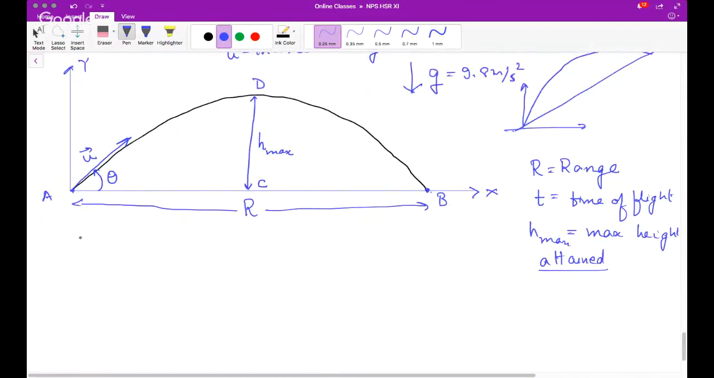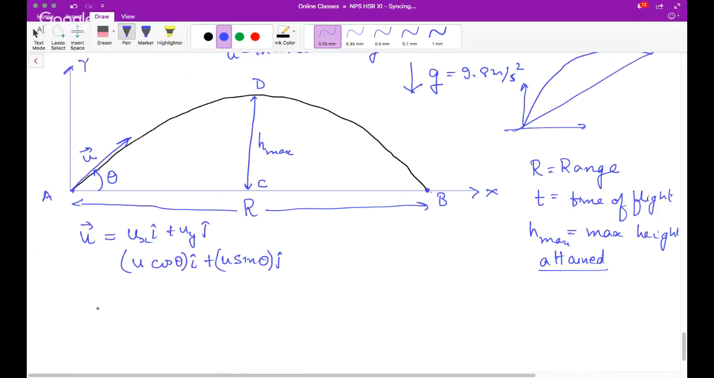So let's do that. What all are there? First of all, u. You can see u can be broken down into two components, x and y. So u can be easily written as ux i plus uy j. And what is ux and uy? We just learned above that it is u cos theta i plus u sin theta j, where u cos theta and u sin theta are plain scalar quantities. This was the initial velocity.